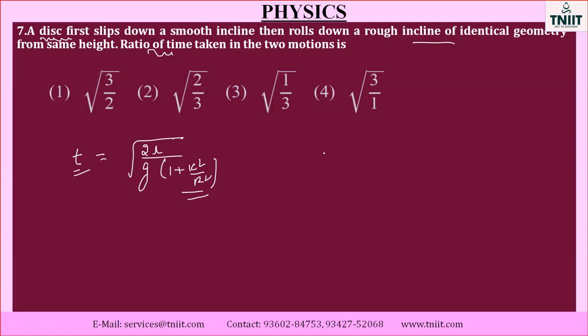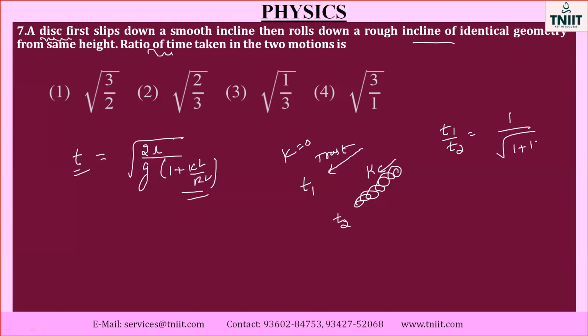The disc first slips down the smooth part, then rolls. When the disc slips down like this, it is completely translation. So for translation, let us say the time is T1. Now it starts rolling. Let us say the time taken is T2. For rolling, there will be a radius of gyration K. But for translation, there will be no radius of gyration. So if you want T1 by T2, it should be taken inversely, right? So 1 divided by root of 1 plus K squared by R squared.